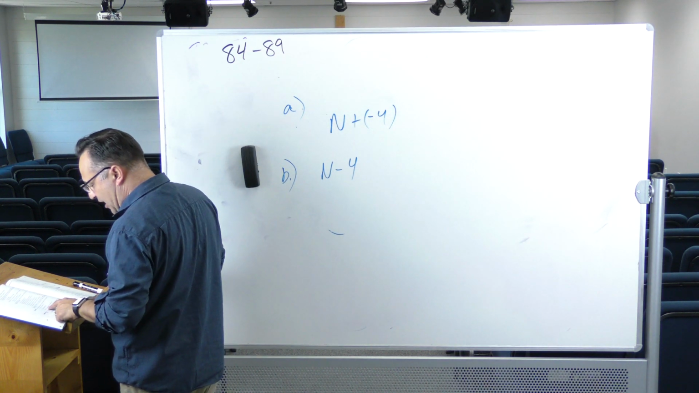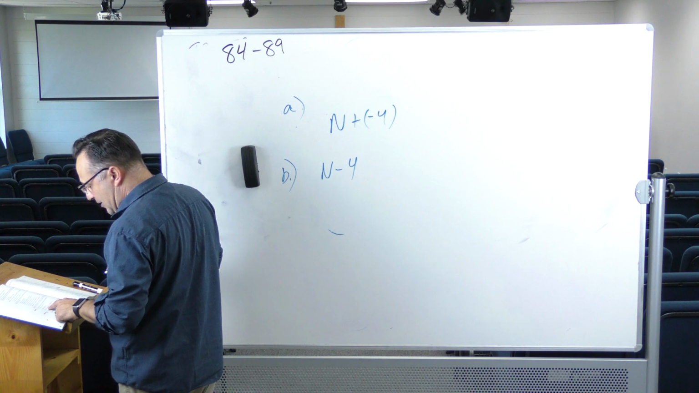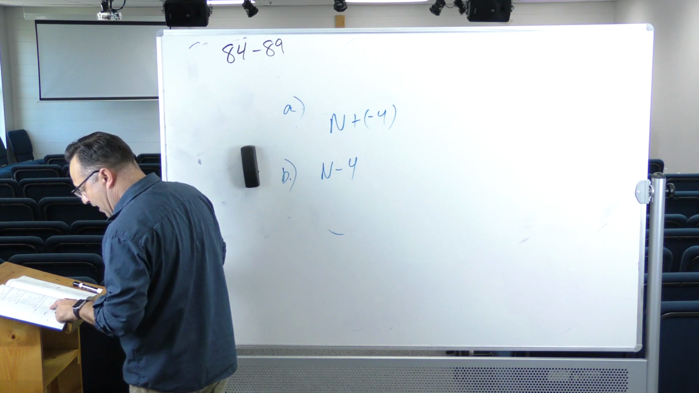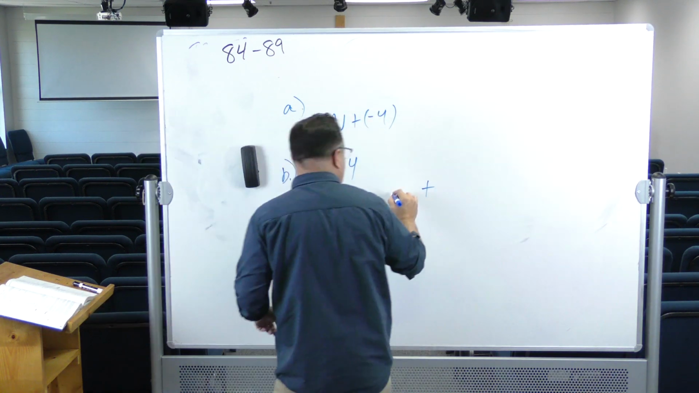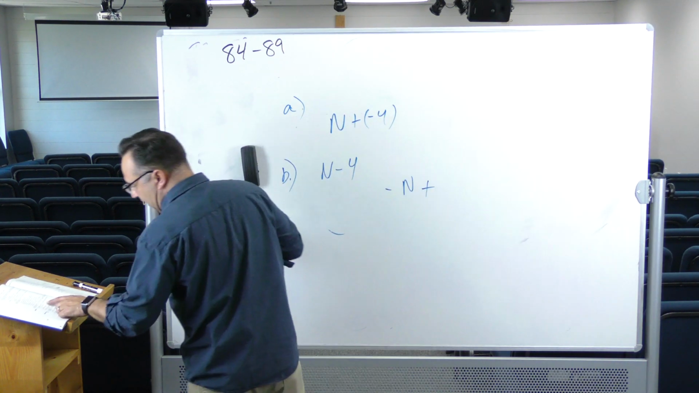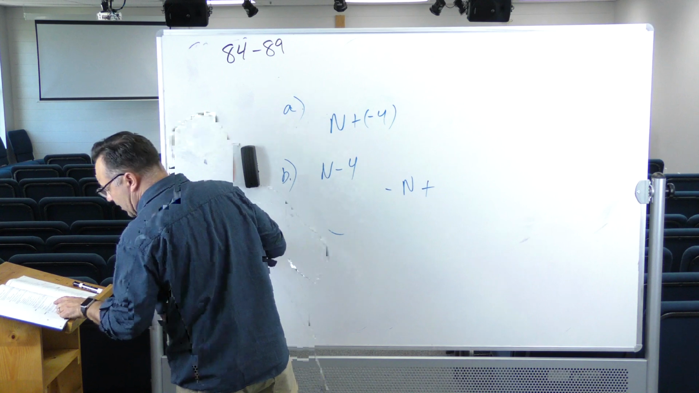Pretty self-explanatory on that. B, a number reduced by 4. And it says the sum of the opposite of a number and a negative 3. So we have to have a sum. The opposite of a number is going to be negative n and a negative 3. So it'll look like that.